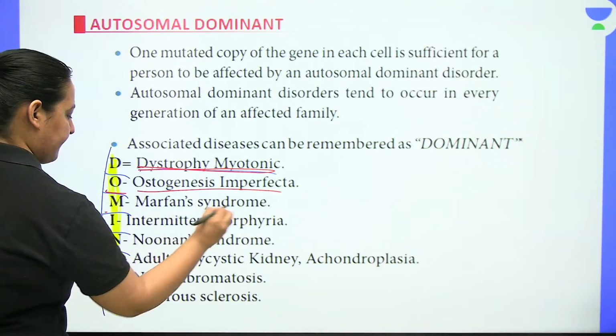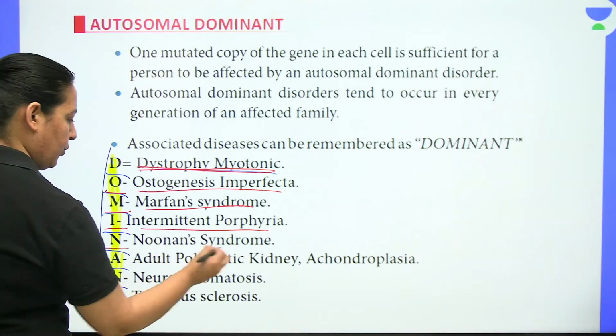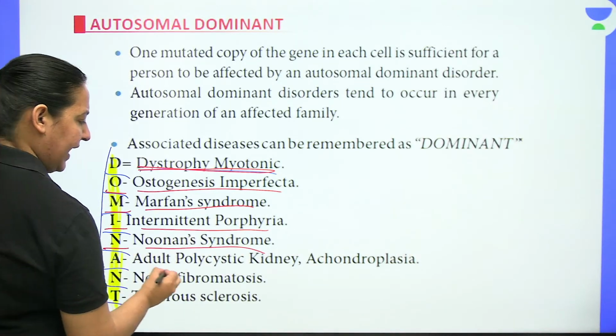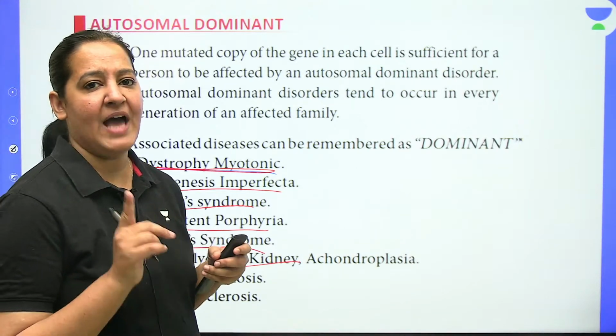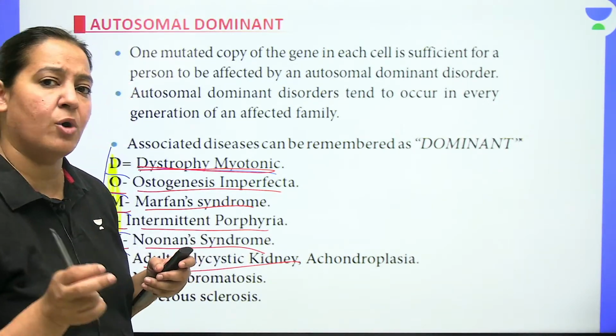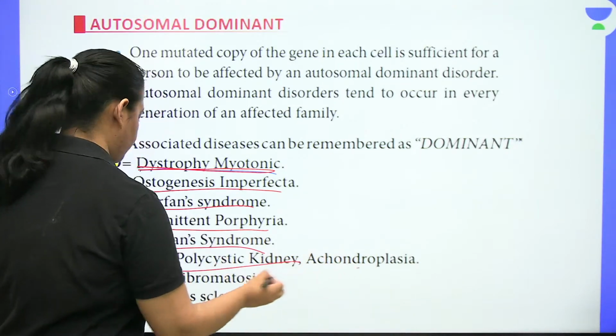M stands for Marfan. I stands for intermittent porphyria. N stands for Noonan syndrome. A stands for ADPKD. You know, PKD are of 2 types: the adult one and the infantile one. The adult one is autosomal dominant. The infantile one is autosomal recessive. And A also stands for achondroplasia.